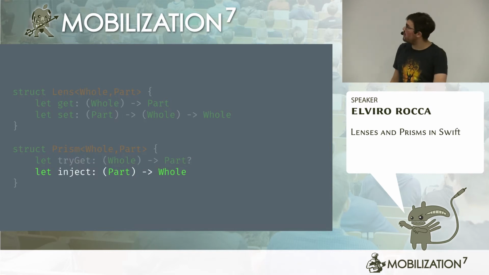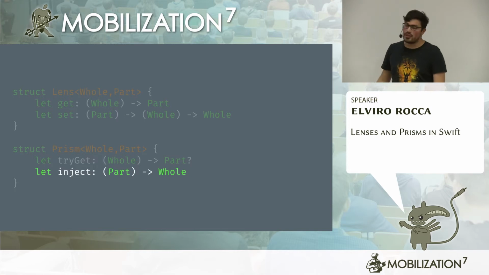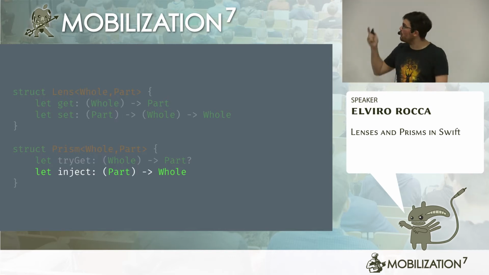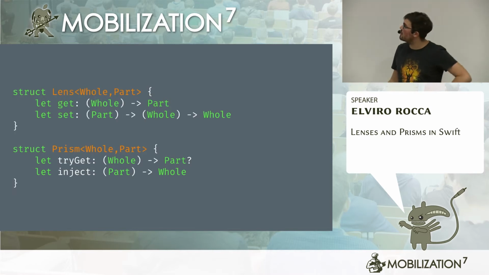And the part is the same, as we said before. Part is a string. So if we use this prism, we give the inject function a string, and it will return a view state that is in the processing case. So it's really like calling view state dot processing. It's the same function. So this is it. These are the definitions of lens and prism. Let's use this stuff.